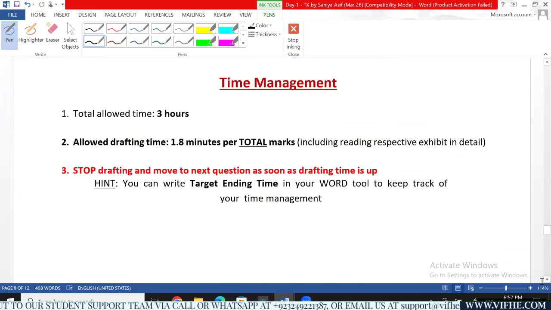Okay, so this is something which I've already told you, that you really need to keep an eye over the target associated with every section, and try getting done with each and every section as per the time that you allocate to that particular section, right?